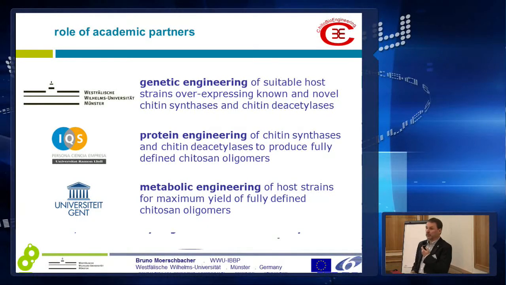So we had 3 academic partners: ourselves from the University of Münster, involved in genetic engineering, identifying suitable genes and doing the first expression of these genes to see whether they can be used for the in vivo production of chitosan oligomers. Then Barcelona for the protein engineering, trying to optimize the enzymes we have to produce different types of oligomers or more precise oligomers if they're not precise enough. And then the third partner, University of Ghent in Belgium, is responsible for the metabolic engineering of the host strains for maximum yield and optimum purity of the products.